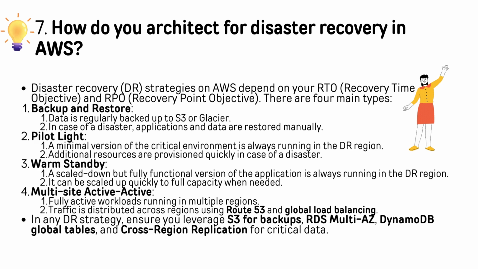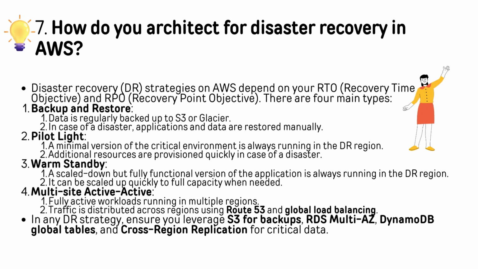7. How do you architect for disaster recovery in AWS? Disaster recovery, DR, strategies on AWS depend on your RTO, recovery time objective, and RPO, recovery point objective. There are 4 main types: Backup and restore. Data is regularly backed up to S3 or Glacier. In case of a disaster, applications and data are restored manually.